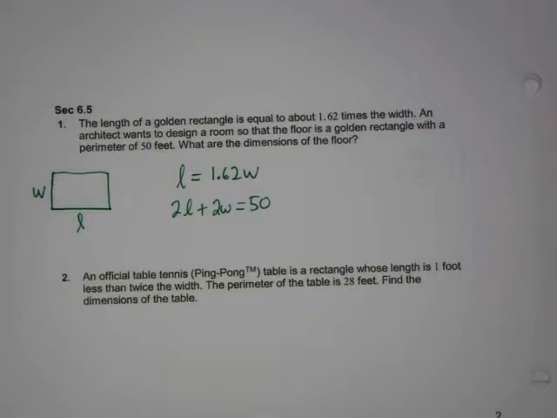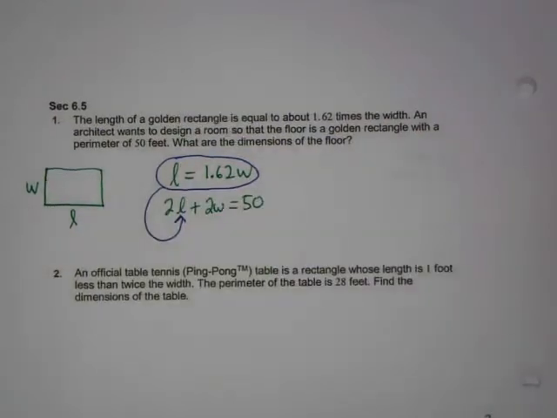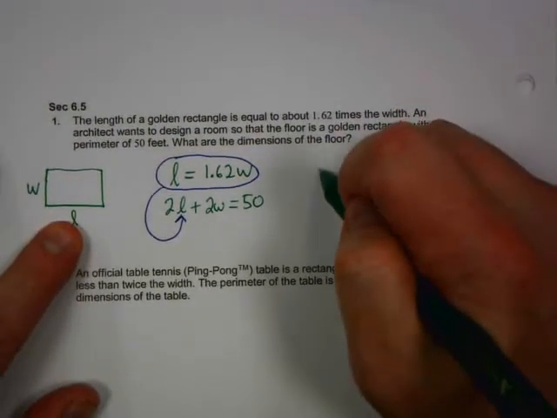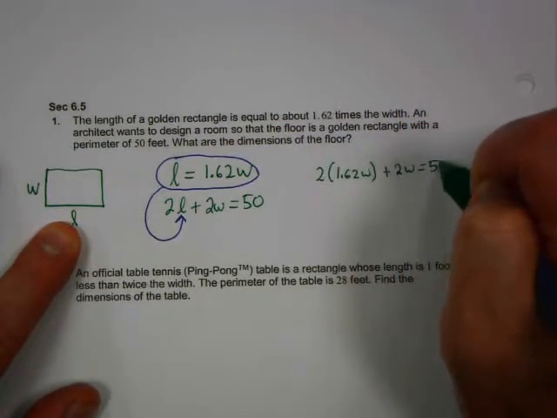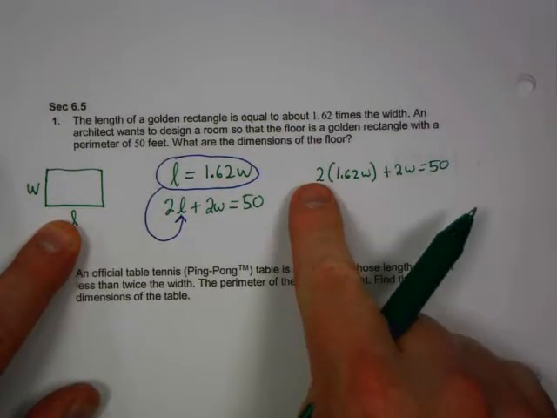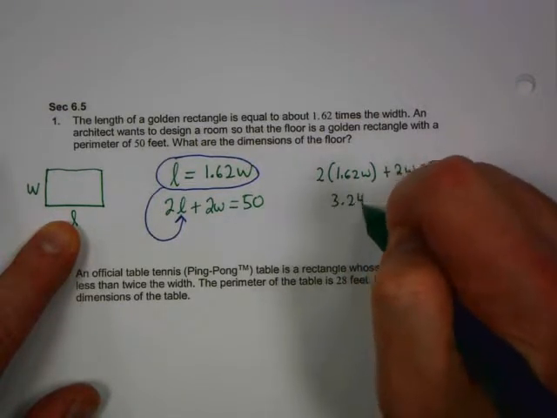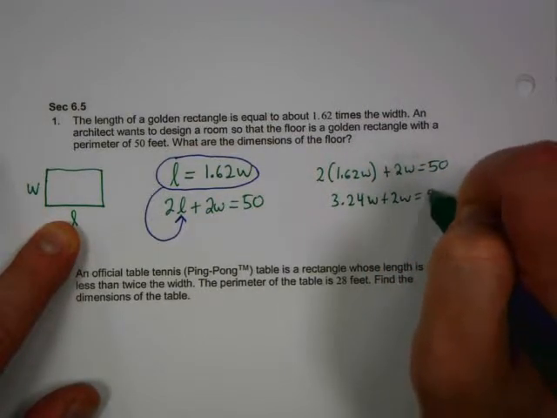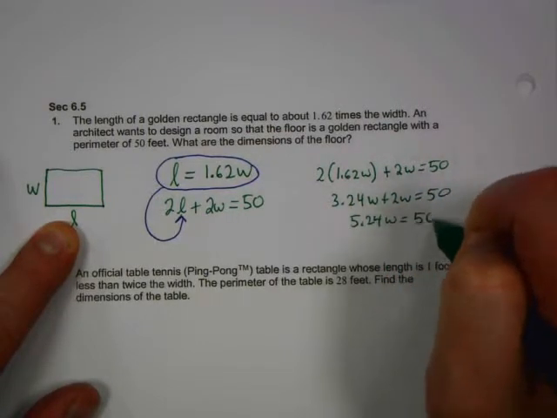How would you solve that system of equations? Plug 1.62W in for L. This one's already solved for L, so we can go ahead and stick it right into the other equation. 2 times 1.62W plus 2W is 50. I multiply. 2 times 1.62 happens to be 3.24W plus 2W is 50. So that's 5.24W when I combine those is 50.